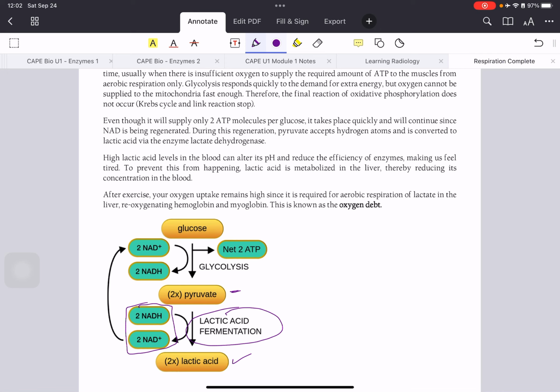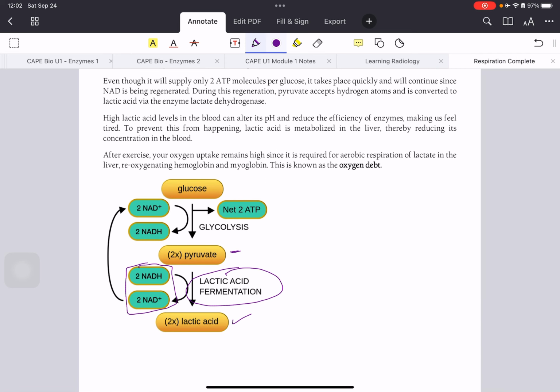However, lactic acid alters the pH in the blood, right? And remember, you need your correct pH for your enzymes to function. Because the pH changes, the enzymes will not function as they usually do, and this is why you will feel tired after exercising rapidly for some time, right?